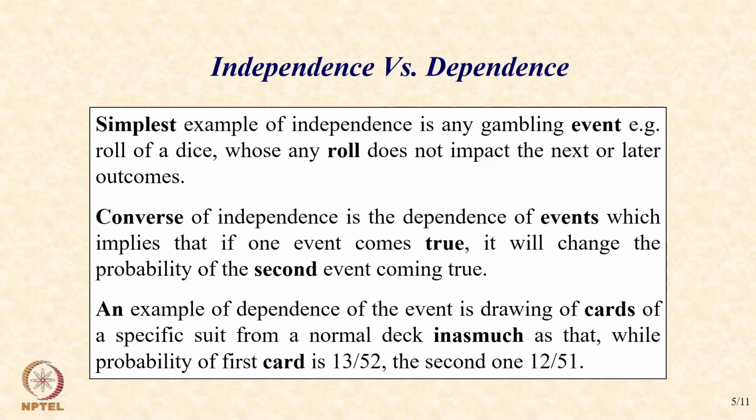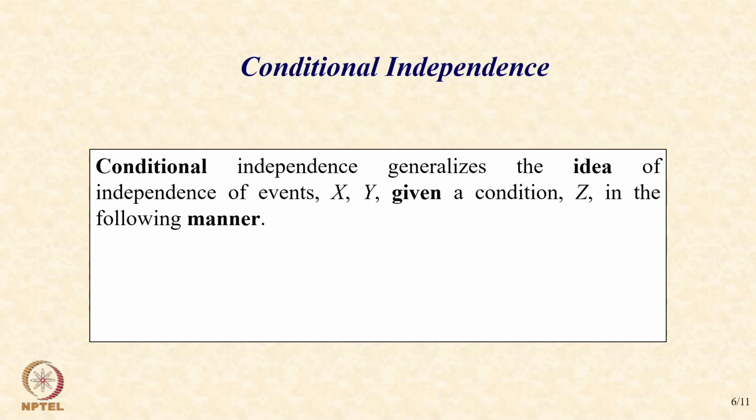However, once we have removed that card, the probability of the second card being of the same suit would be different, because there are only 51 cards left and there are only 12 cards of that particular suit left. So, the probability will become 12 by 51, and you can see that the fact that the first event has come true has changed the probability of the second event. So, they are dependent on each other, and in some sense you can say these are overlapping events.